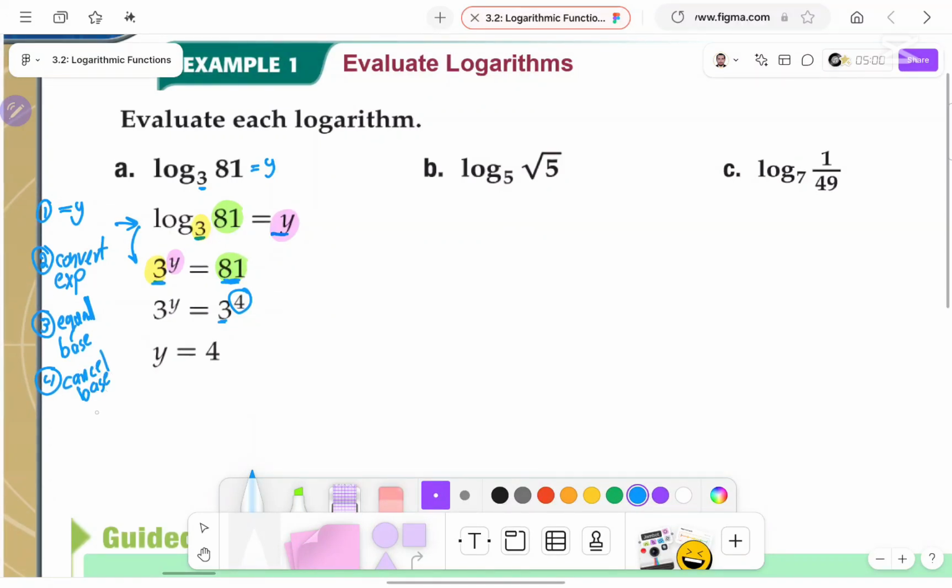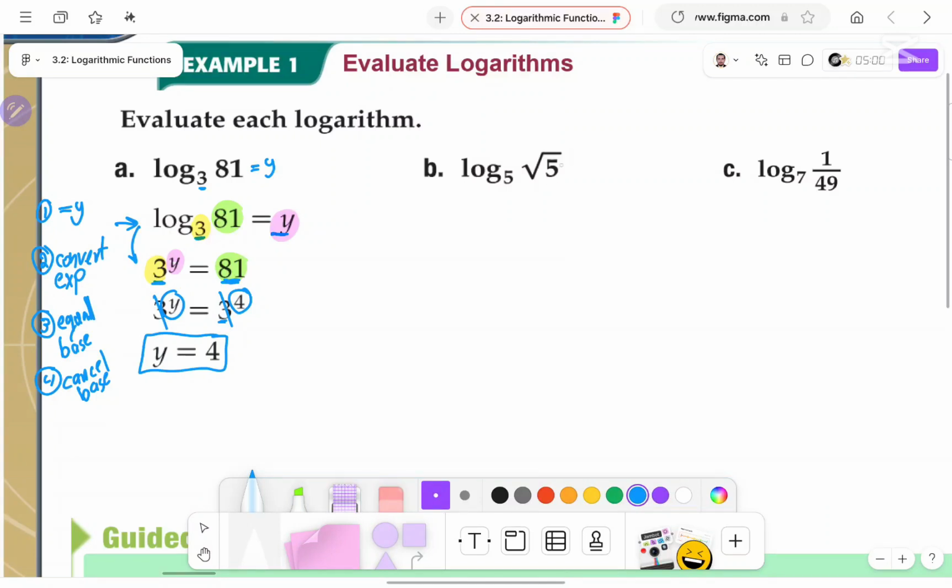Okay, we don't need the power. So we cancel the bases, 3 with the 3, so it remains y equals 4. So this is the answer. We can do this one using a calculator fast, but if the question asks me to evaluate and show the steps, then I have to do it this way.